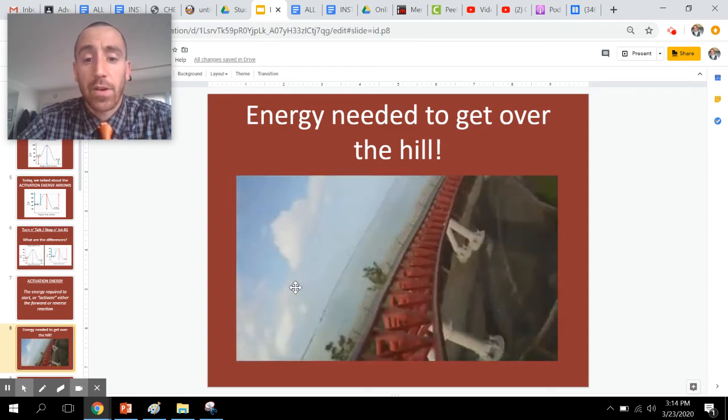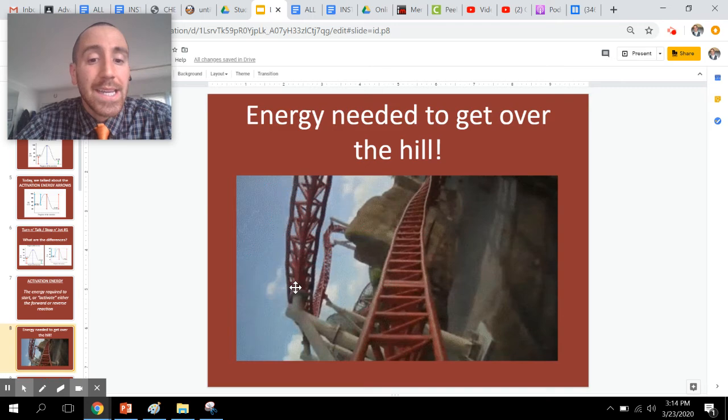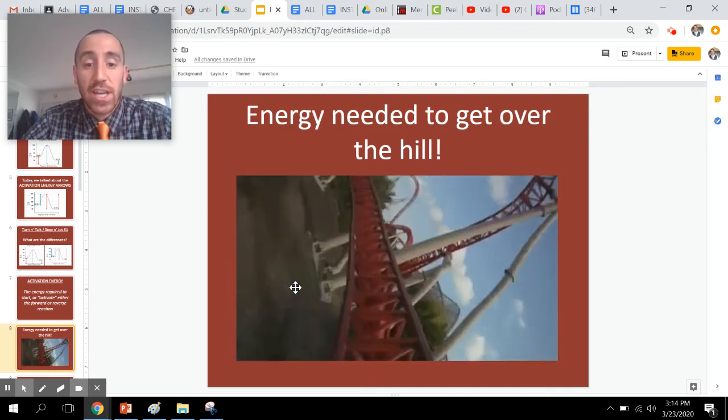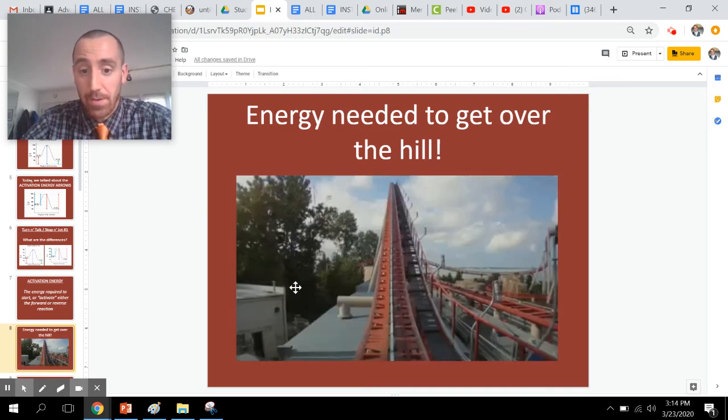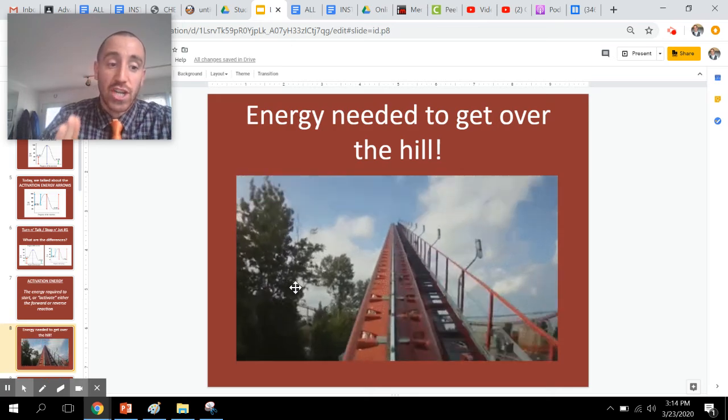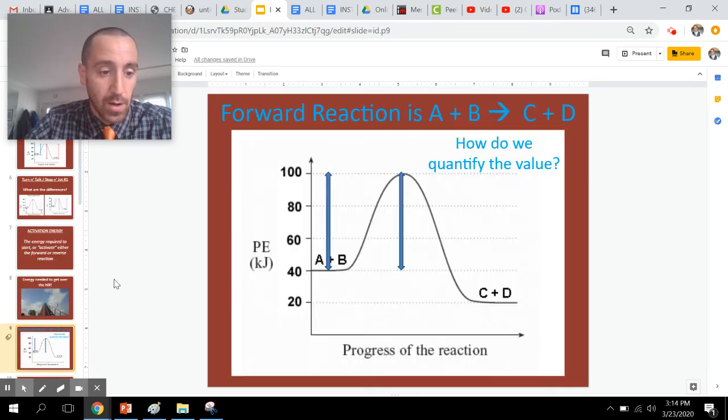Think of it like that for the reactions. If you don't get the activation energy that you need, the reaction does not happen. Okay? You have to have enough energy to get up over the hill. And I'll show you what I mean. Let's look at this one.